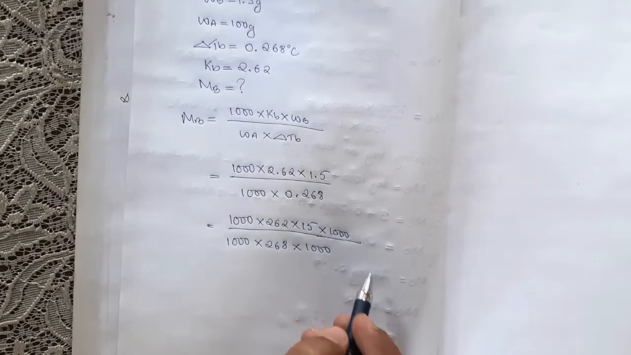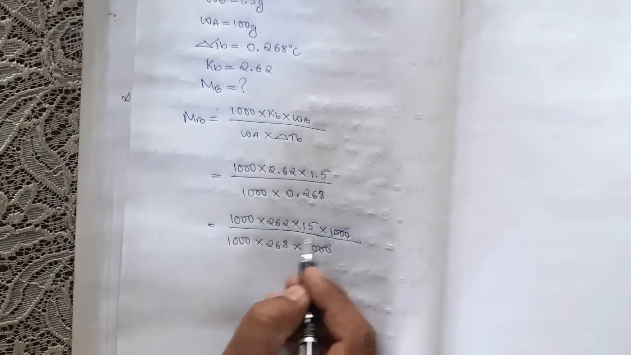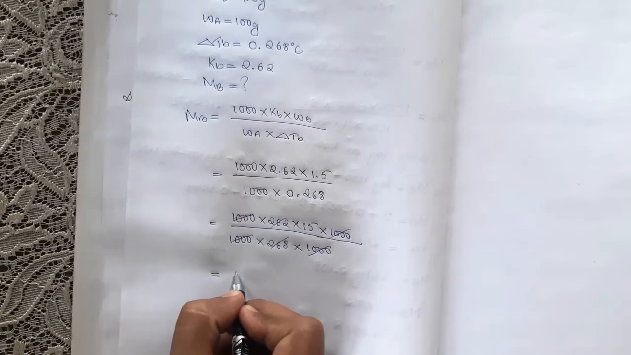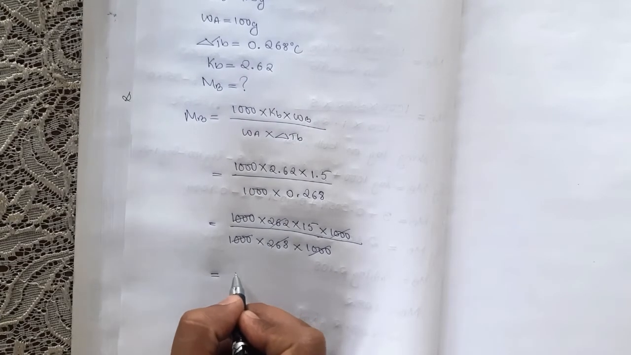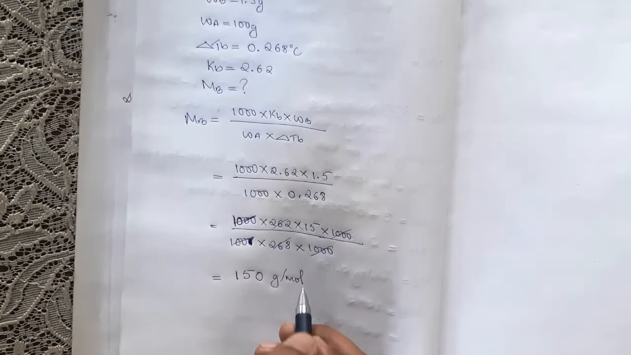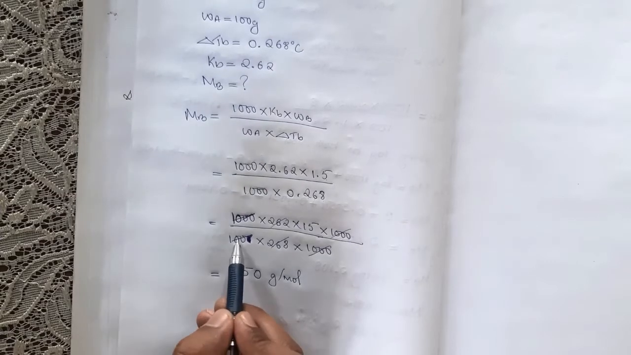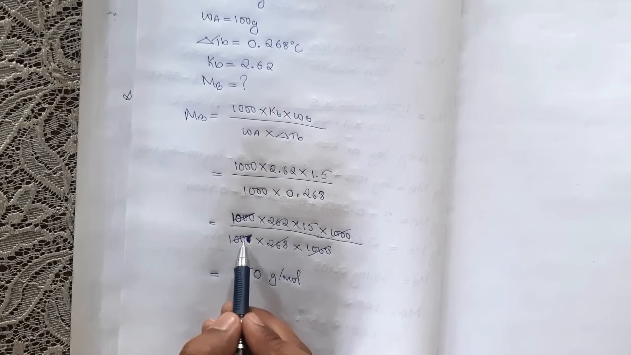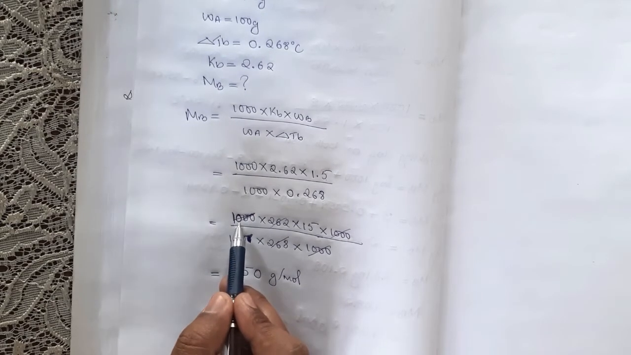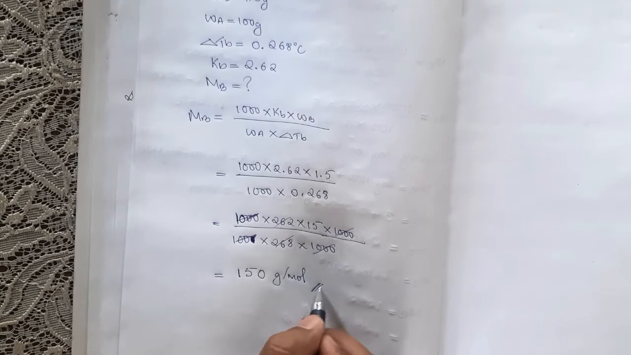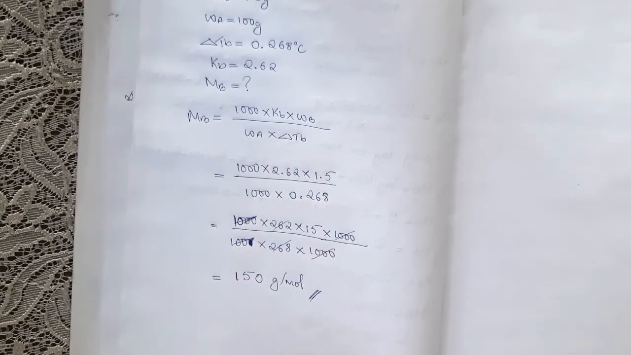So now let's cancel all the zeros. We have out here 268, 268. So we are going to get gram per mole. Okay, that's my mistake out here. There are only 2 zeros. It is 100, not 1000. WA is 100. So I'll cancel 2 zeros and out here 2 zeros. So 1 zero will be left behind out here. So 15 into 10 will be 150. So this will be our answer, 150 gram per mole.